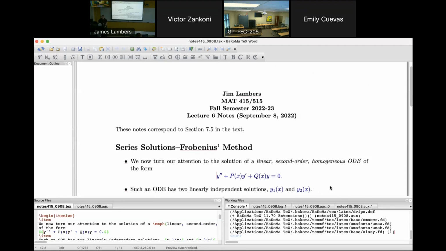Now, because it is a second order ODE, you can find 2 linearly independent solutions, so y1 of x, y2 of x. So solutions that are not scalar multiples of each other. What we're going to do today is mainly focus on at least finding one solution. And then the next section, 7.6, is about how you can use a technique that you would have actually seen in a first differential equations course called reduction of order to obtain the second solution from the first. That'll be easier than going back to the power series approach and carrying it out again.